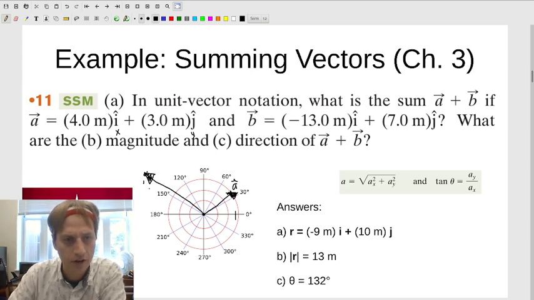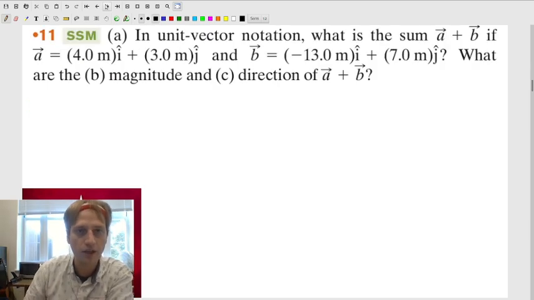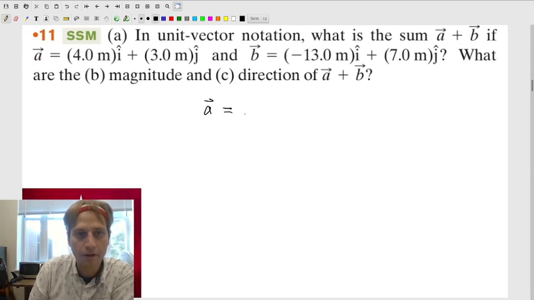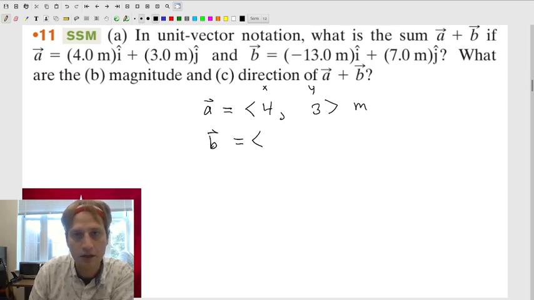Okay, so if I add this vector and this vector, I know I'm going to get something that's going to be up there. A plus B. All right. Now, because I haven't drawn it quite to scale, it's not quite right. But just to make sure we know how to do that algebraically, my A vector is 4, 3, this is my x part, my y part, in meters. And then I represent my B as minus 13 in the x direction, plus 7 in the y direction, also in meters.